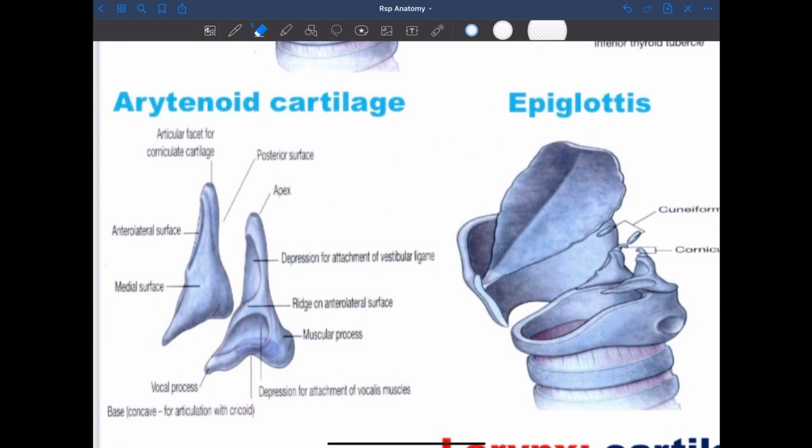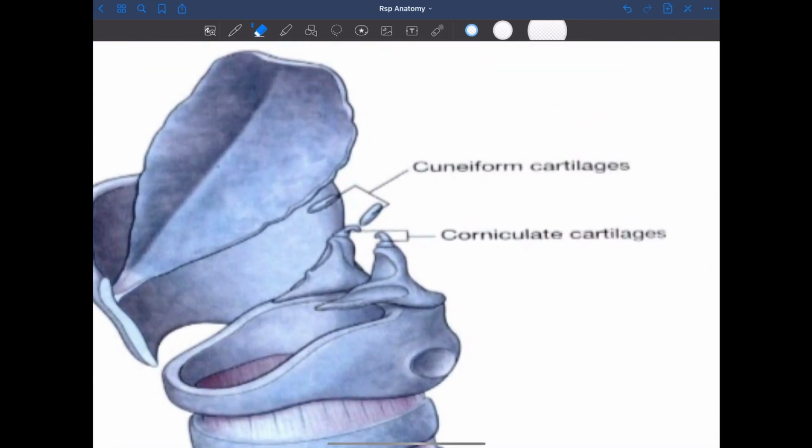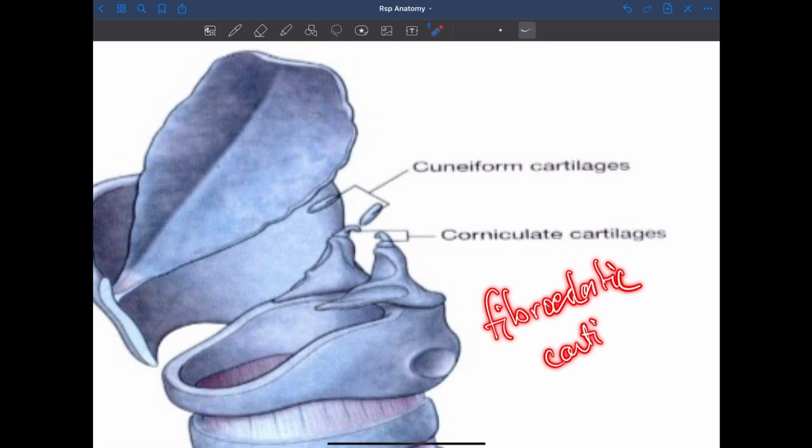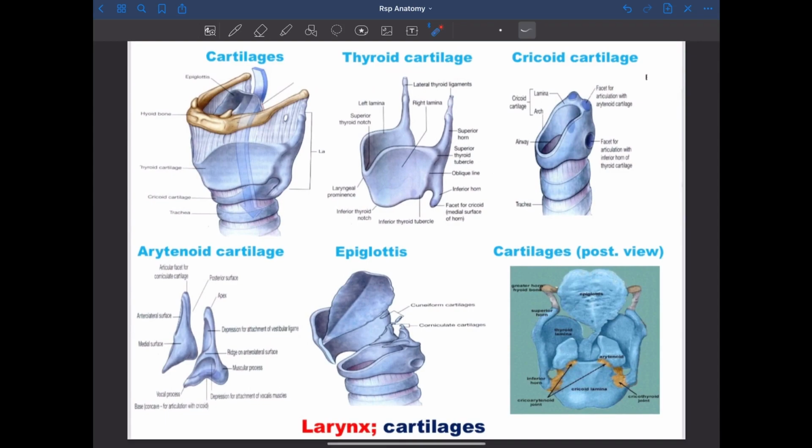Now I forgot to mention these two small nodule-like fibroelastic cartilages. The corniculate cartilage lies above the arytenoid cartilage, and just above it lies the cuneiform cartilage. These are fibroelastic cartilages. They are very small nodules. Now, that's it about the cartilages.